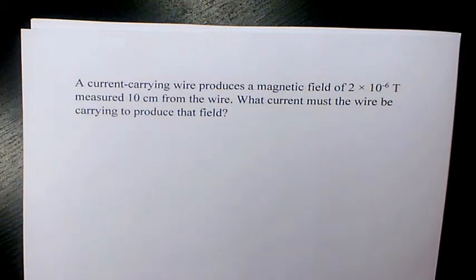A current carrying wire produces a magnetic field of 2 times 10 to the power of negative 6 Tesla, measured 10 centimeter from the wire. What current must the wire be carrying to produce that field?